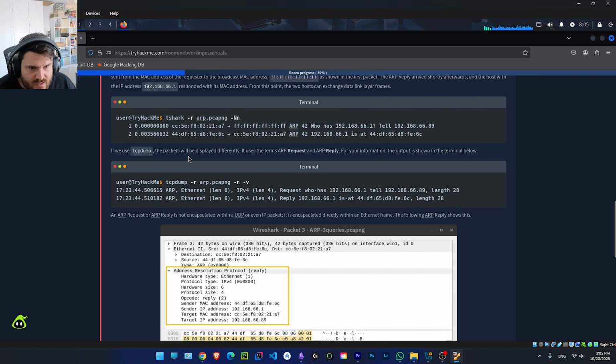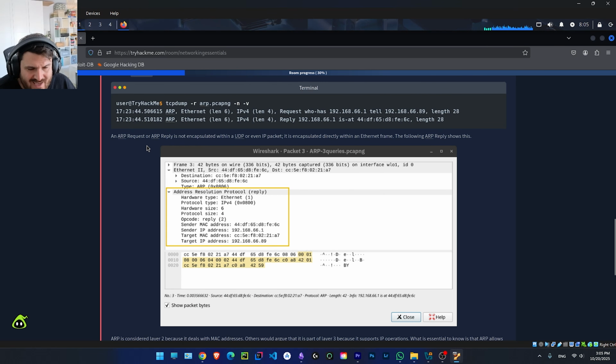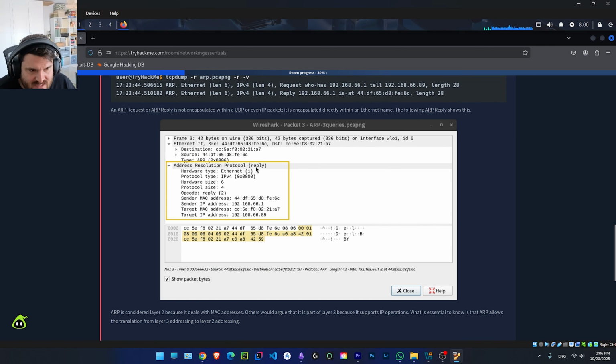If we use tcpdump, the packets will be displayed differently. It uses the terms ARP request and ARP reply. For your information, the output is shown in the terminal below. So basically the above, but with tcpdump. The ARP request or ARP reply is not encapsulated within a UDP or even IP packet. It is encapsulated directly within an Ethernet frame. The following ARP reply shows this. So we see the ARP reply, and then here we have the relevant information: sender MAC and sender IP addresses with target MAC and target IP addresses for IPv4, right? Over Ethernet.